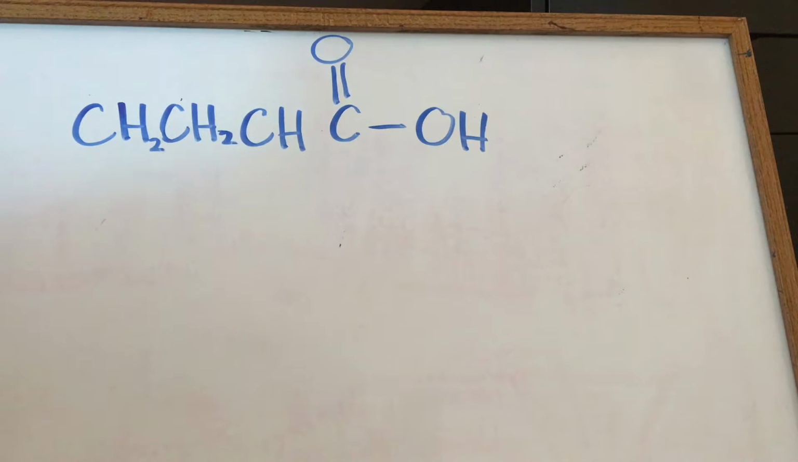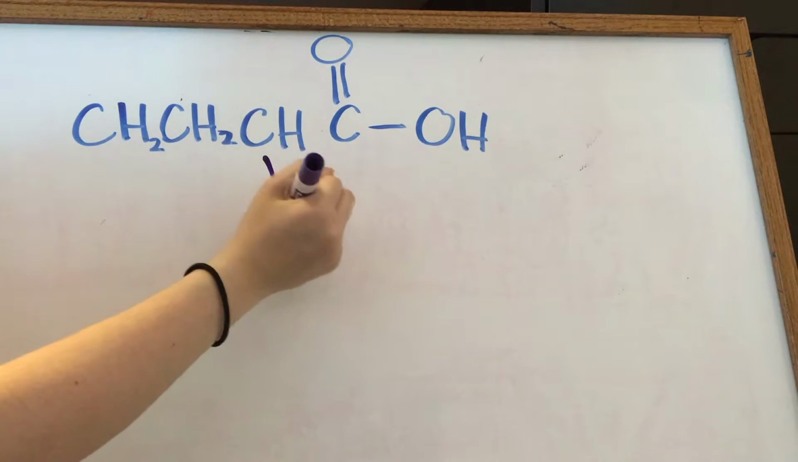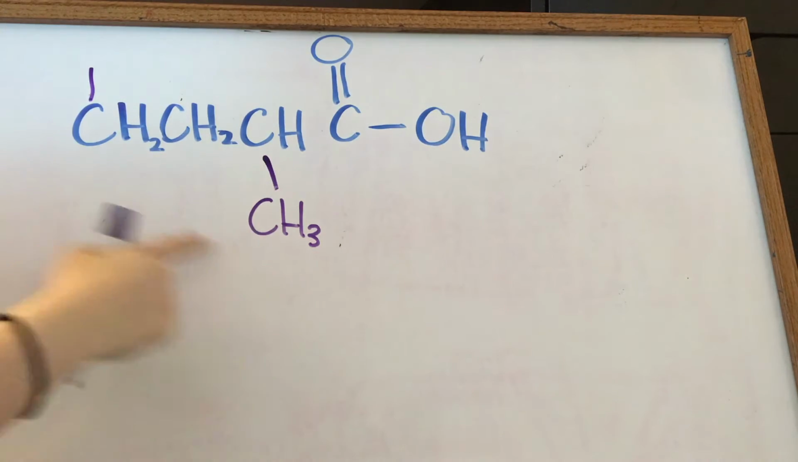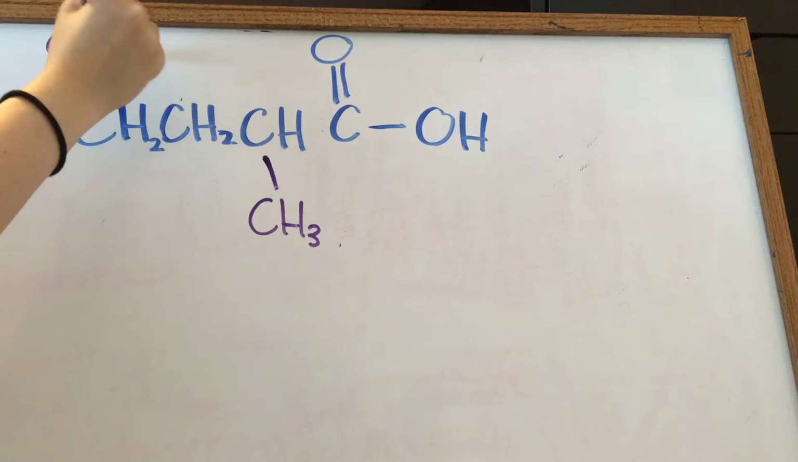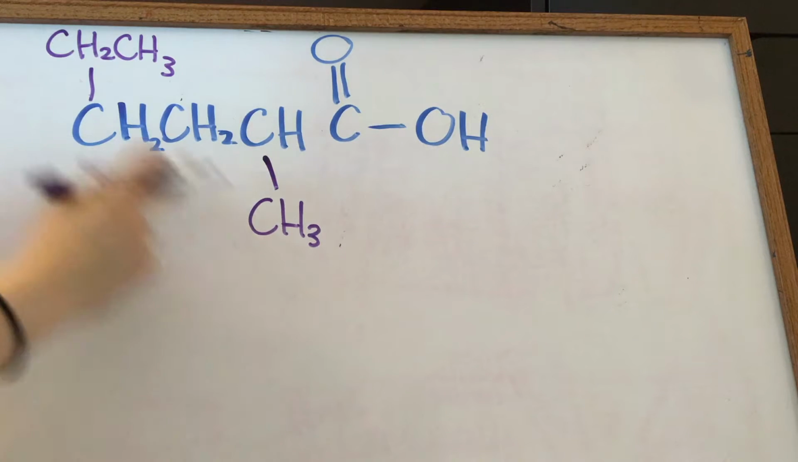Now that we can successfully identify the parent chain, we can move on to step 2, which is to name any alkyl group substituents. The alkyl group substituents are the carbons and hydrogens that branch from the parent chain. So an example would be branching from this carbon could be a CH3, which is methyl, or you can have it from different positions and different alkyl groups. So this could be CH2CH3, which is ethyl. So that is the naming part of these substituents. So this is methyl and this is ethyl.